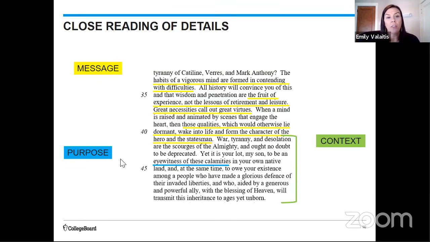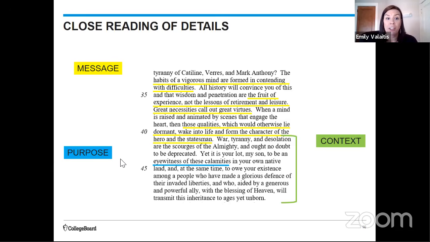Basically, she starts with, the habits of vigorous minds are formed in contending with difficulties. Like, it's okay to contend with difficulties. It's okay to face challenges because you'll have a vigorous mind. Your mind will develop and grow because of that. All history will convince you that wisdom and penetration are the fruit of experience, not the lessons of retirement and leisure, which I'm finding myself doing a lot during this e-learning time, a lot of retirement and a lot of leisure. But she's saying, if you are to grow, if you are to have a more expanded mind, that's going to come from experience. It's going to come from seeing things, facing those challenges, not from just being lazy and sitting around.